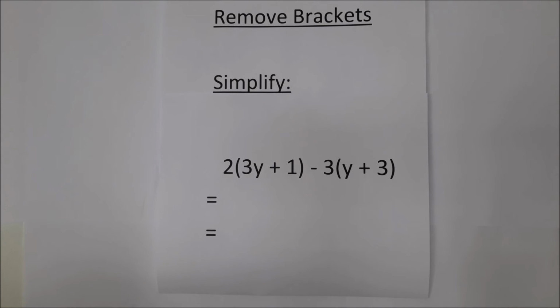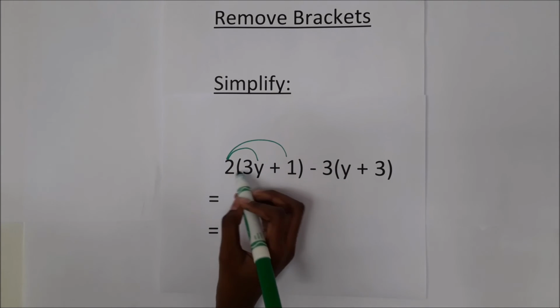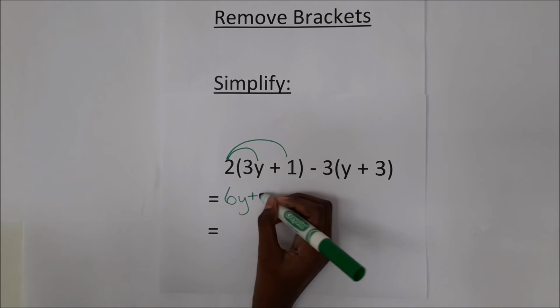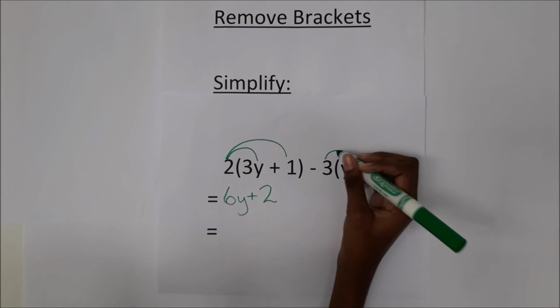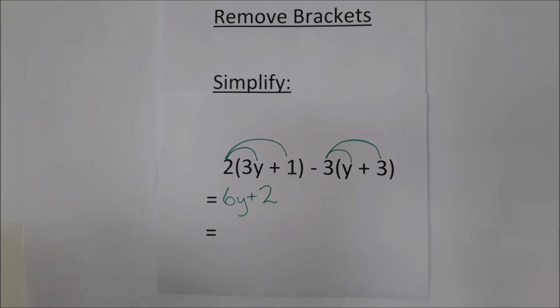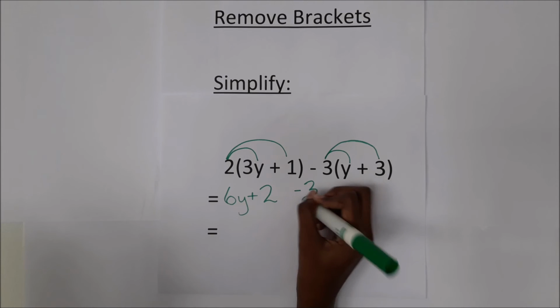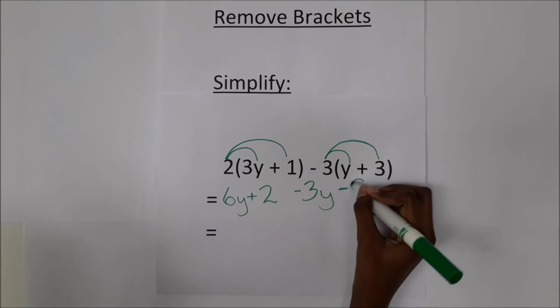Simplify. 2 open bracket 3y plus 1 close bracket minus 3 open bracket y plus 3 close bracket. Multiply 2 and 3y and multiply 2 and positive 1. 2 times 3y is 6y plus 2 times 1 is 2. Multiply negative 3 times y and negative 3 times positive 3. Negative 3 times y is negative 3y and negative times positive is negative and 3 times 3 is 9.